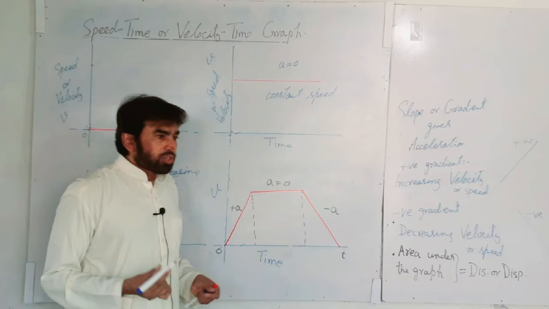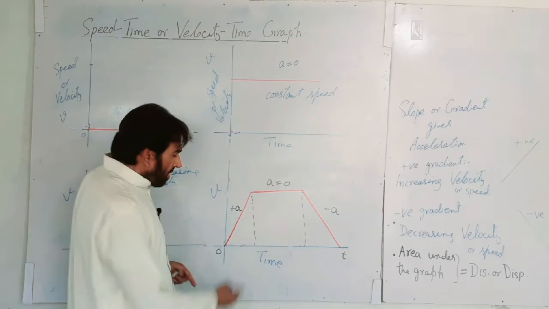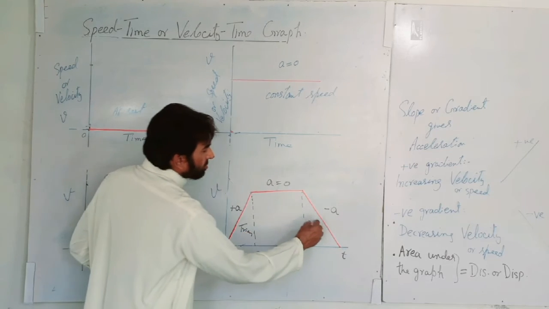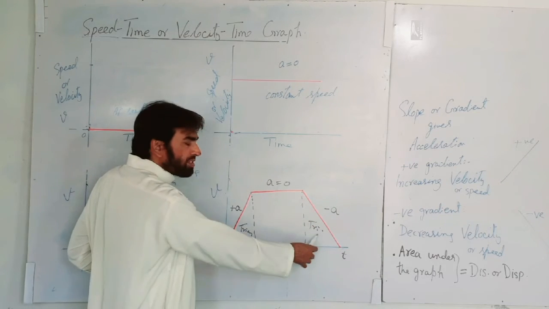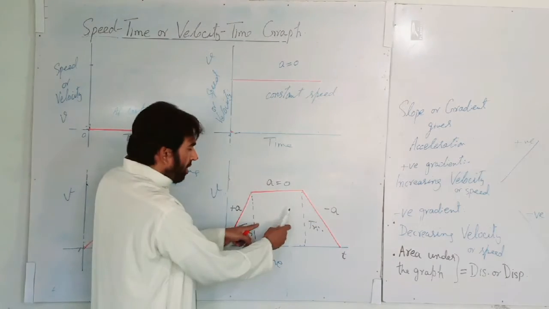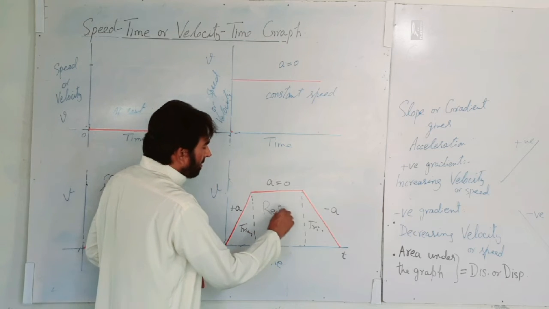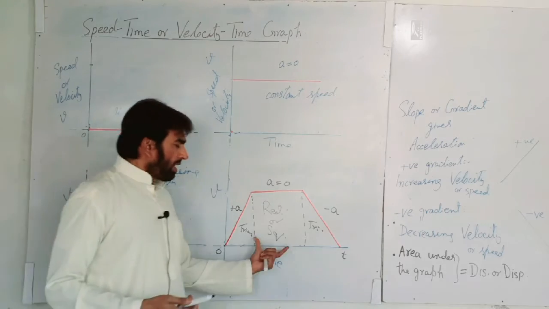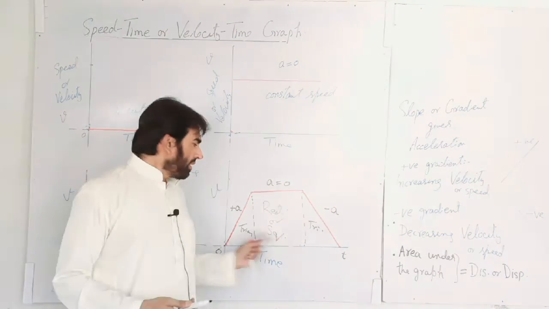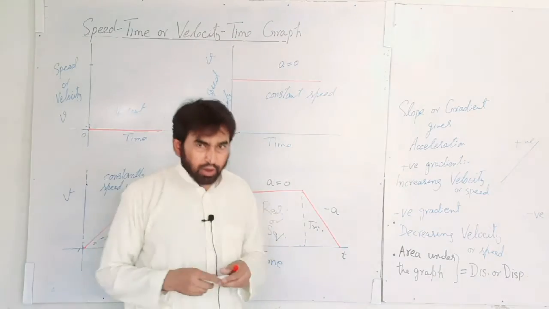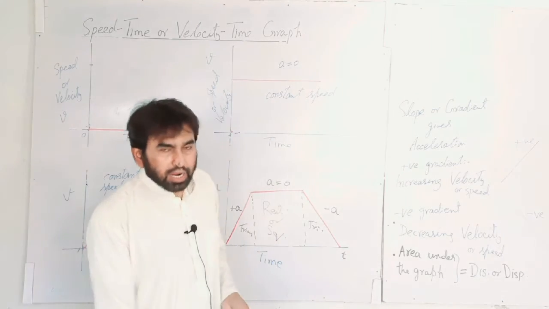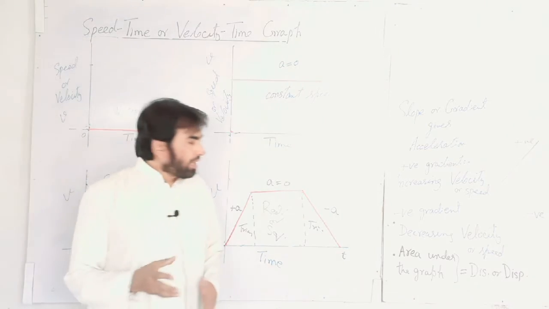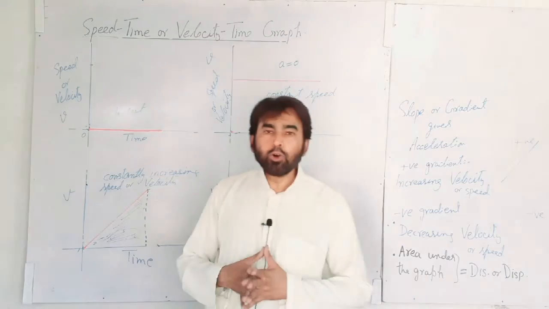Otherwise you can divide this shape into three parts. One is the triangle, this is a triangle, and this is also a triangle: area of triangle plus area of triangle, and the area of this rectangle or square, depending upon whatever the shape comes here. So you can find out the area of these three shapes to find out the distance moved during the total interval. Okay, now I hope this is clear to you.